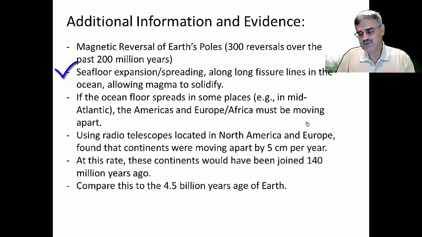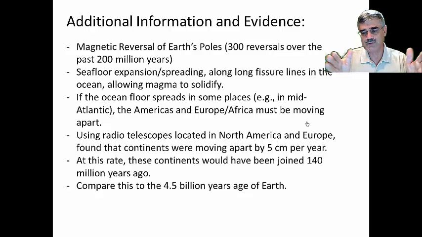Now, if in fact the ocean floors are expanding in some places, they must be cramming together in other places. That is, we must have some places where things are moving together and some places where things are moving apart. Additional evidence that North and South America and Europe and Africa are moving apart comes from radio telescope data.